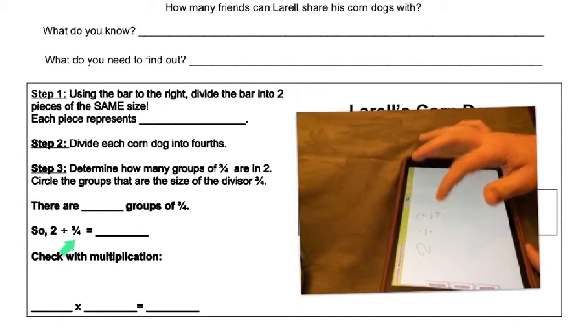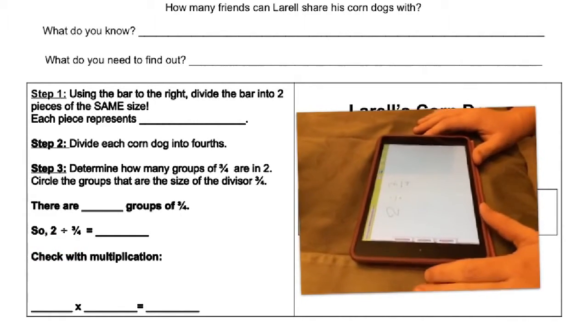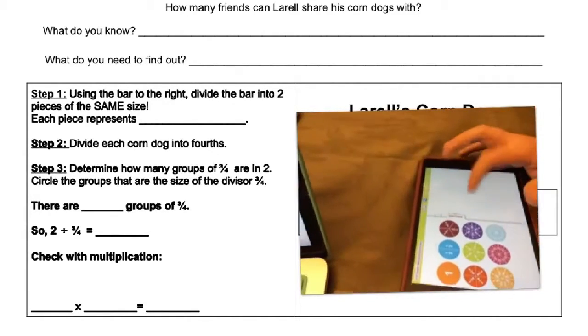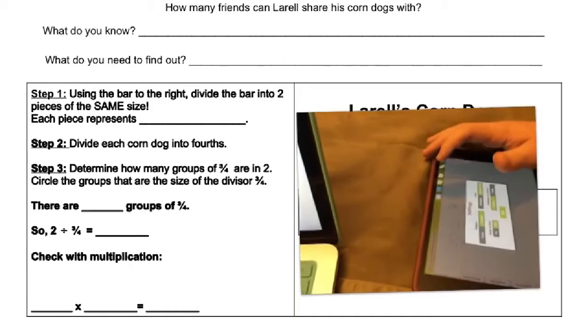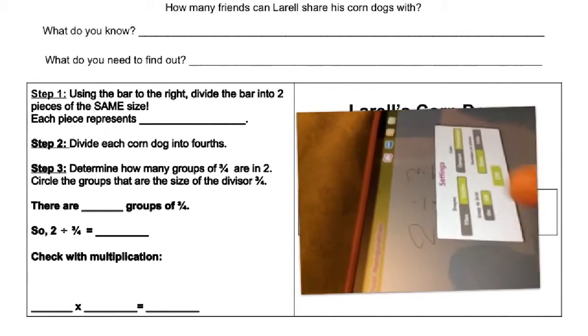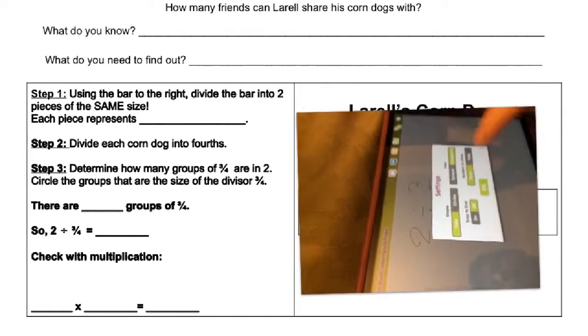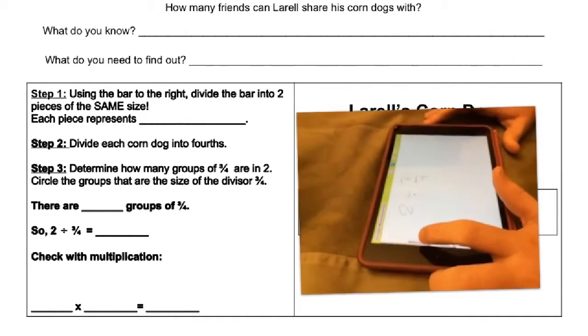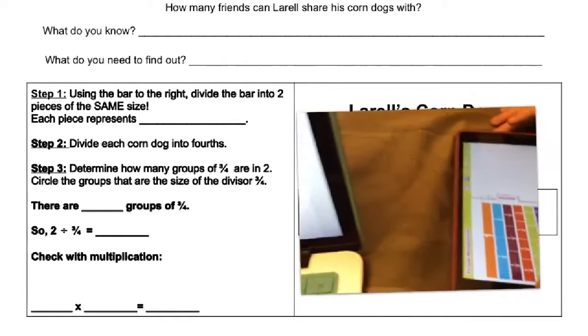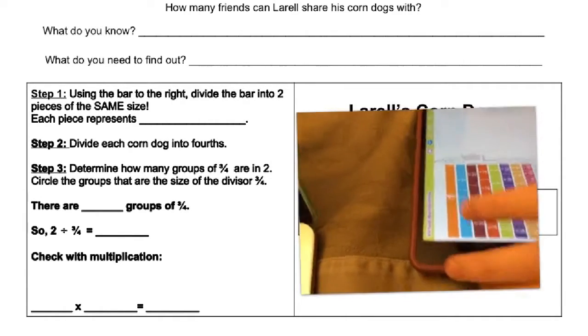Okay, so now we want to model it and show it. So go ahead and click on the fractions. Let's go to the settings again and change them to bars. It's a little easier. So change your shapes to tiles instead of circles. Now go pull over 2 whole corn dogs. In the word problem, they were referred to as corn dogs, so we're going to model them with 2 wholes. So pull over 2 wholes.